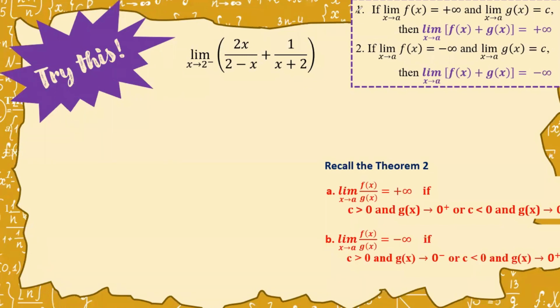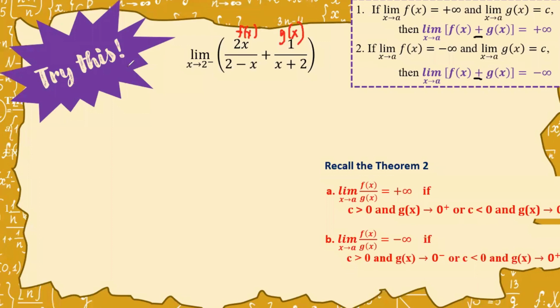Lagyan lang natin to kasi nakalimutan ko na naman yung plus or minus. Ayan. So, we have here the limit of 2x over 2 minus x plus 1 over x plus 2 as x approaches 2 minus. Now, what are we going to do here? We will just look for the f of x. Again, we will let this one as f of x, and then the other one is the g of x.